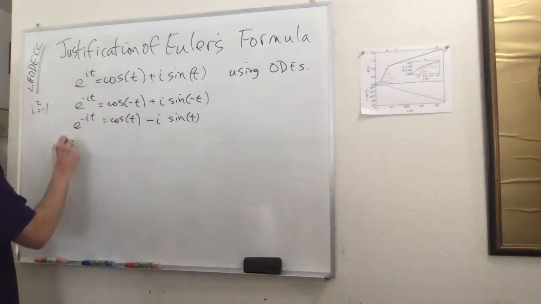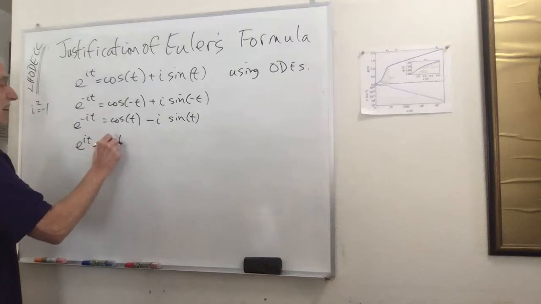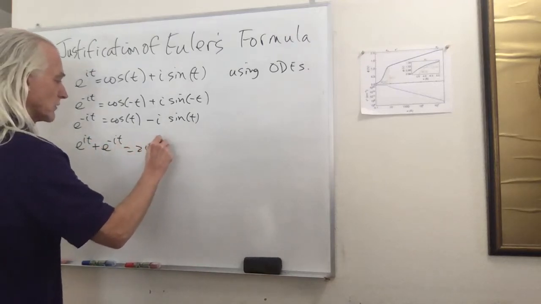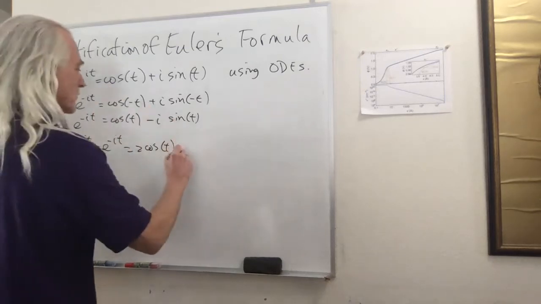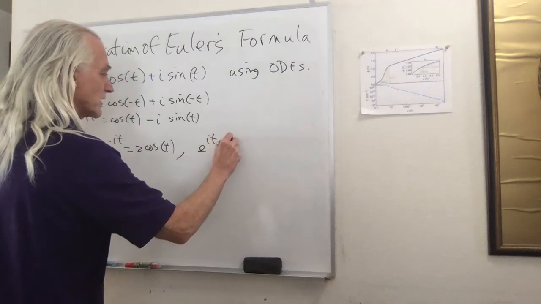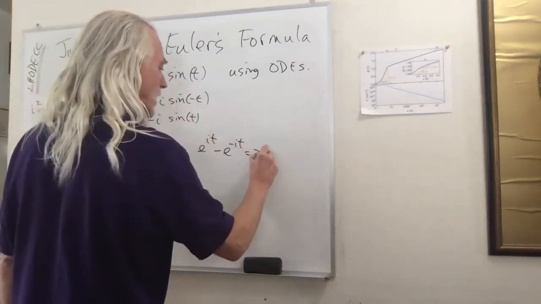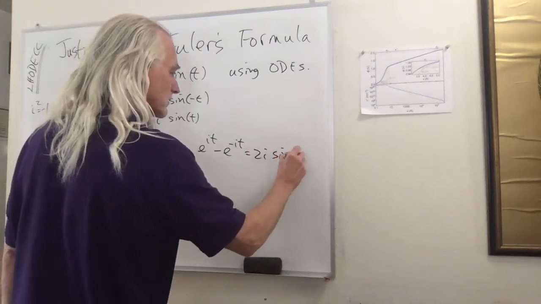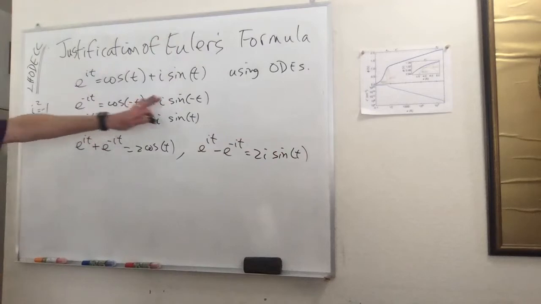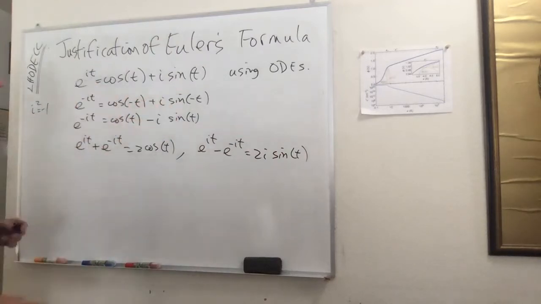If I add them, I get e to the it plus e to the minus it. That's 2 cos t. And if I subtract them, I get e to the it minus e to the minus it is equal to 2i sine of t. If I add these, those cancel. If I subtract them, those cancel, and that doubles.